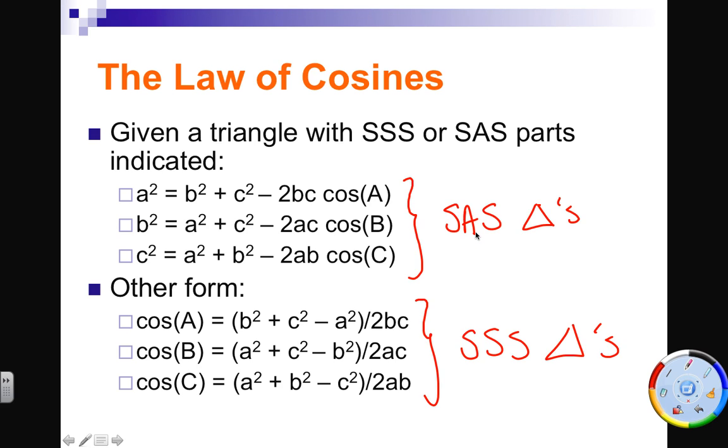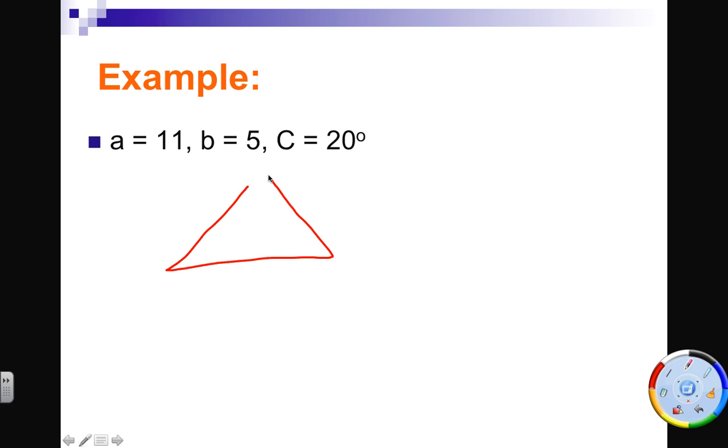All right, so let's look at a couple examples here. First one, given these three things: if I was to draw some random triangle with angle C equal to 20, little a is 11, little b is 5, you ask yourself, can you solve this triangle using law of sines? Well, no, because this is side, angle, side. But I can use law of cosines.